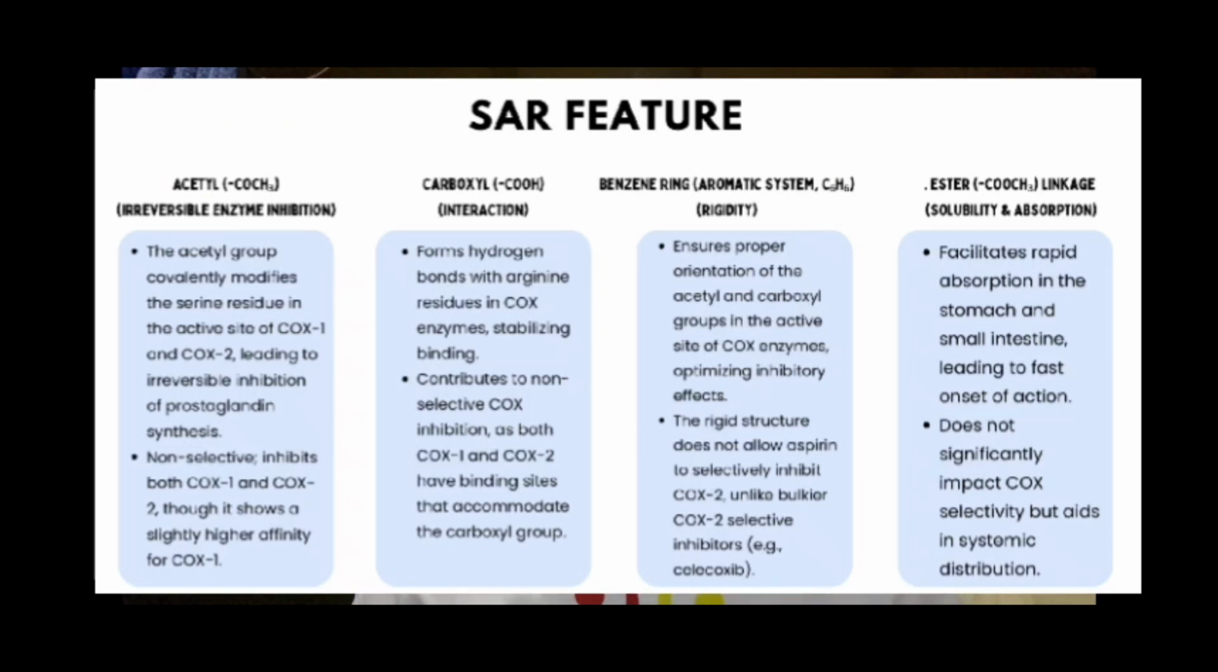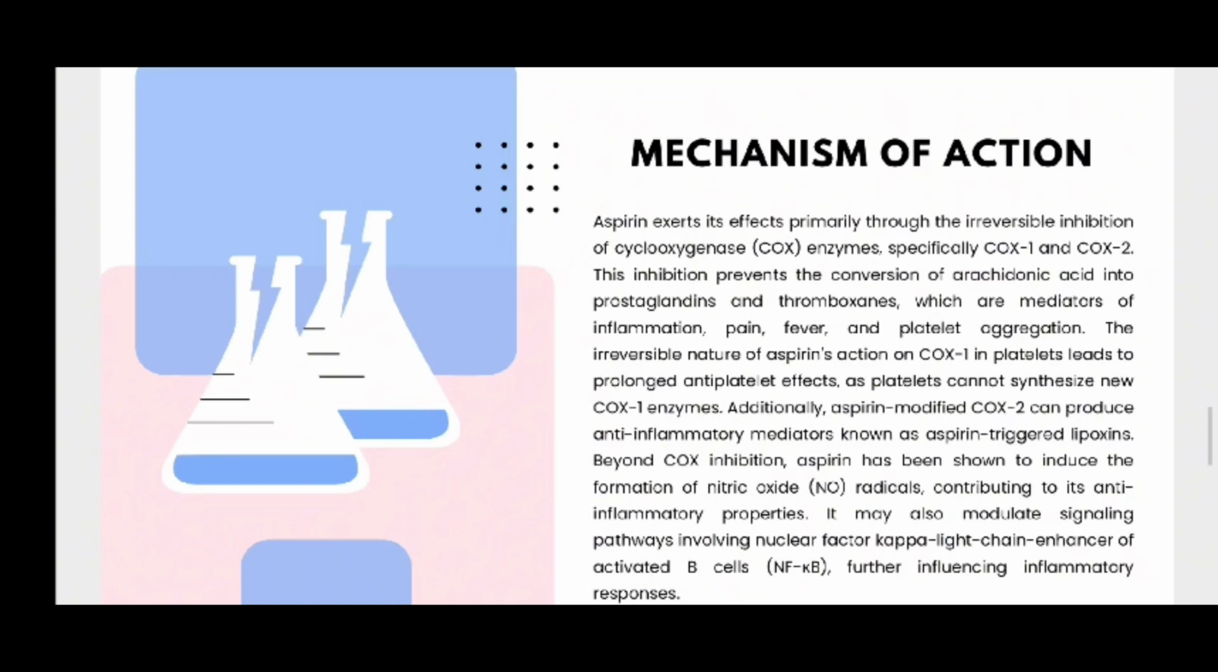So the last one, we have here the ester group. It is linkage for solubility and absorption. So it is essential for aspirin's unique mechanism of action. It irreversibly acetylates the serine residues, which is Ser530 for COX1 and 516 for COX2, permanently deactivating the enzyme. So this prevents prostaglandins and thromboxane synthesis, reducing pain, inflammation, and platelet aggregation. So removal or modification of this group, for example, converting it into a hydroxyl group, reduces COX inhibition and makes the drug less effective.